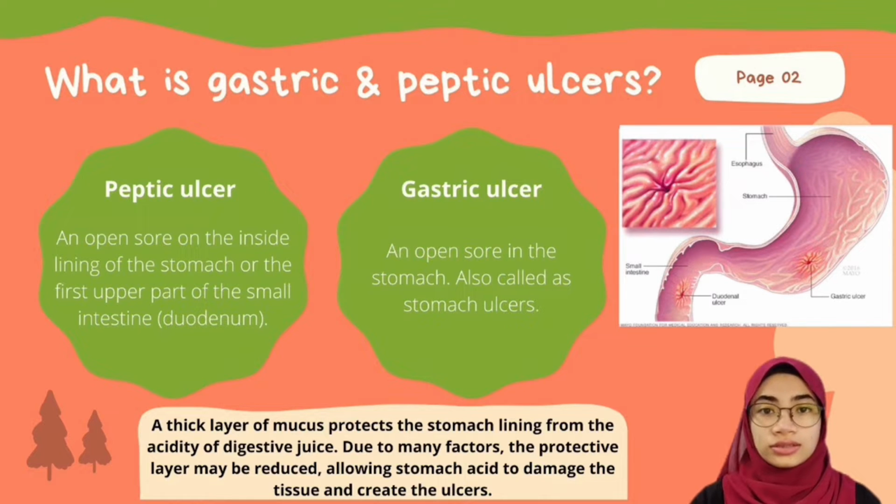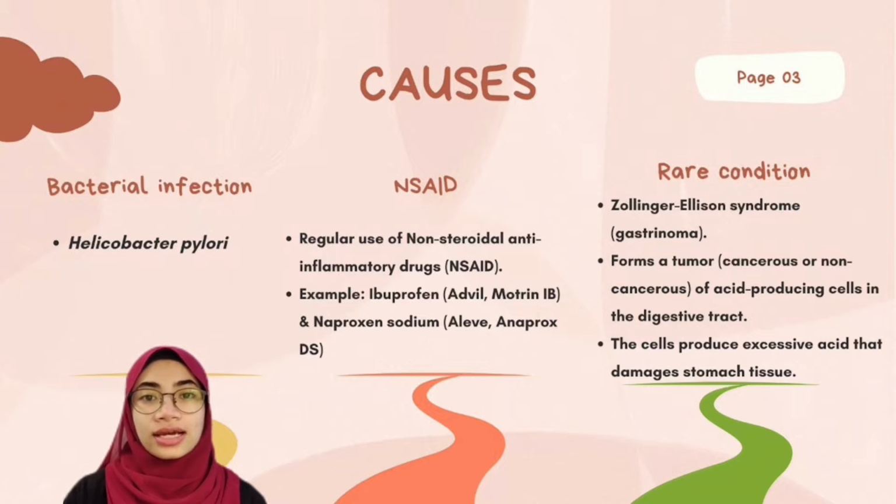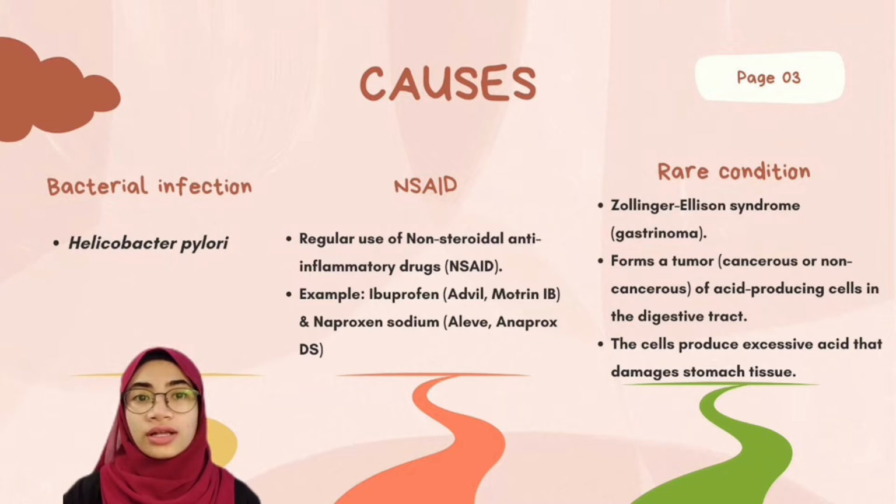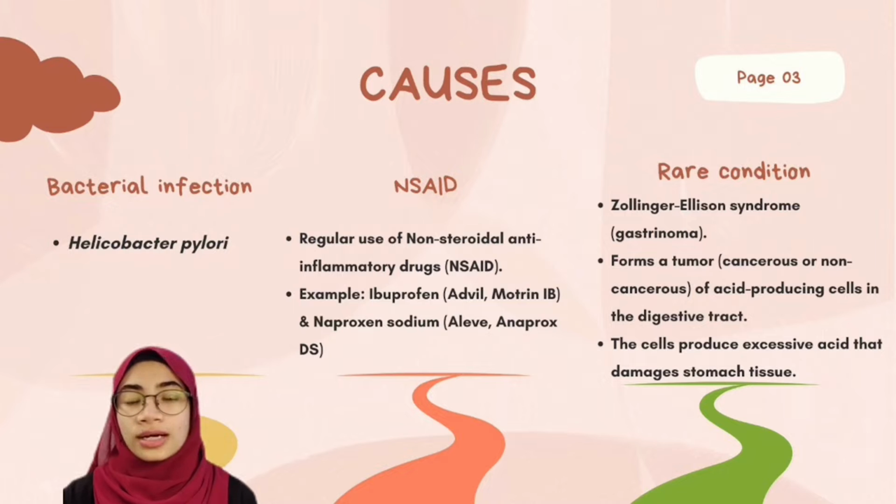and create these ulcers. Both peptic ulcer and gastric ulcer can be caused by the Helicobacter pylori bacteria or non-steroidal anti-inflammatory drugs, NSAIDs. The regular use of certain pain relievers, for example aspirin, as well as certain over-the-counter and prescription pain medications called non-steroidal anti-inflammatory drugs, NSAIDs, can irritate or inflame the lining of your stomach and small intestine. Examples of NSAIDs are ibuprofen and naproxen sodium.